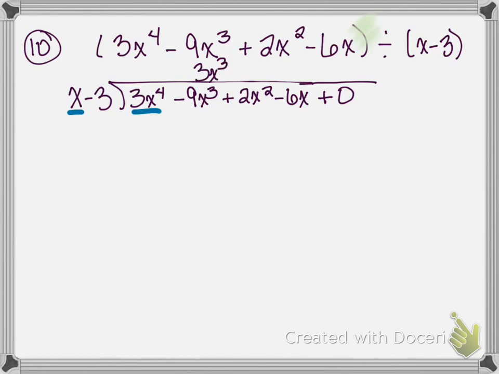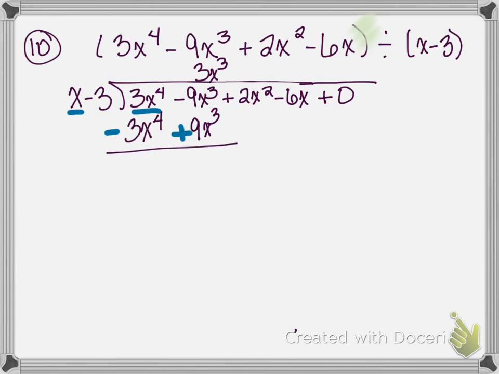Okay, 3x to the 3rd. So 3x to the 3rd times negative 3 is going to give me 9x to the 3rd. 3x to the 3rd times x is going to give me 3x to the 4th. But remember, we are subtracting, and that's a place that we make mistakes. So I'm going to subtract, and subtracting a negative turns this into a positive.